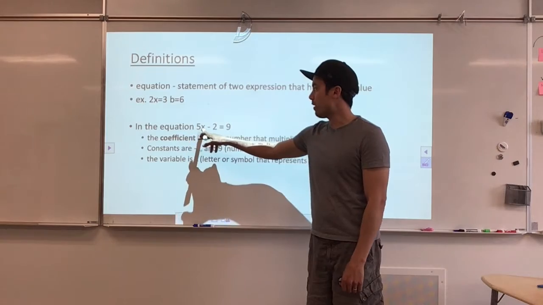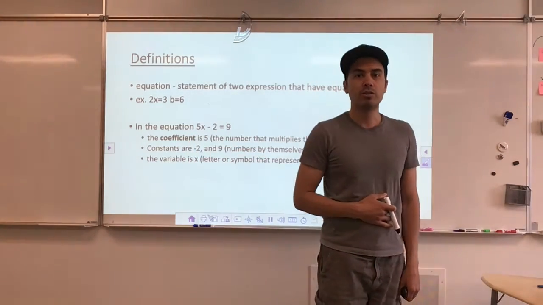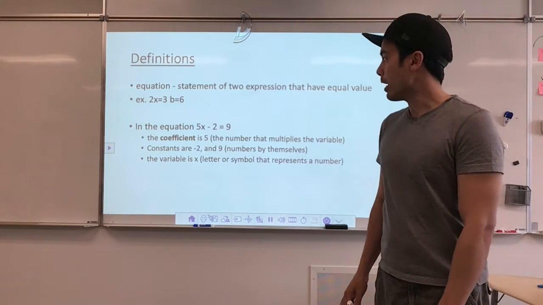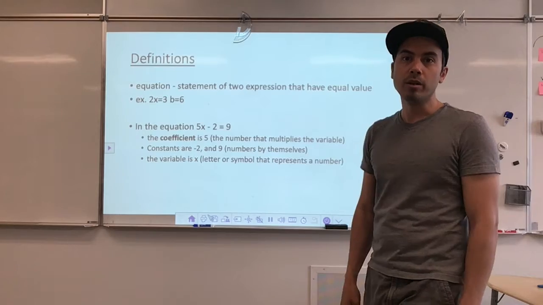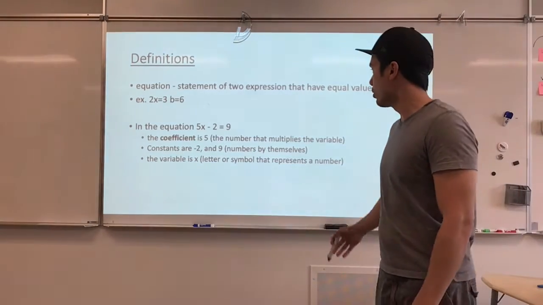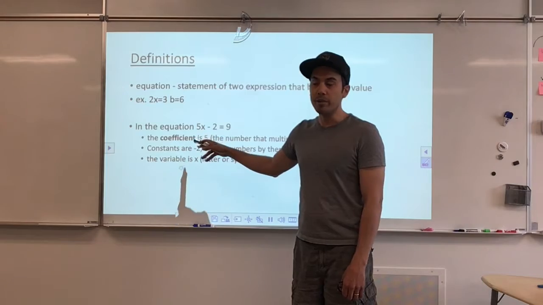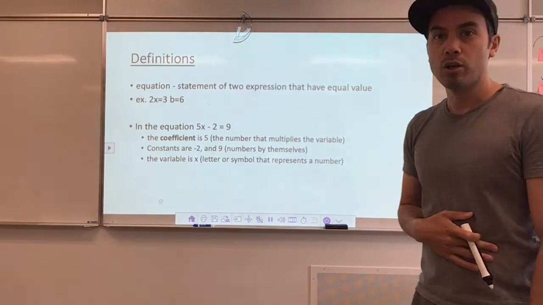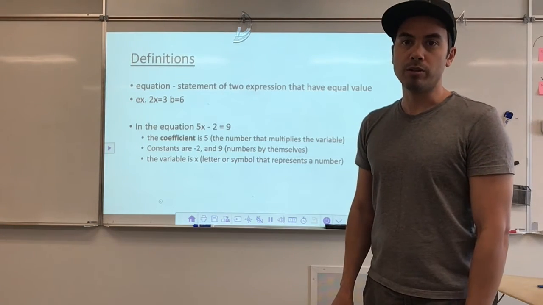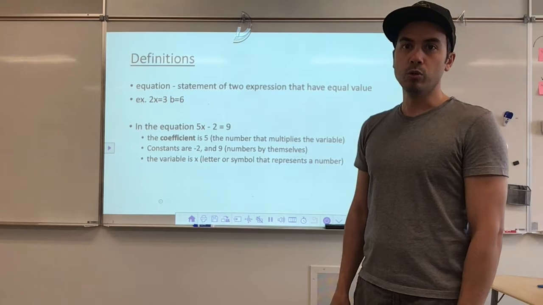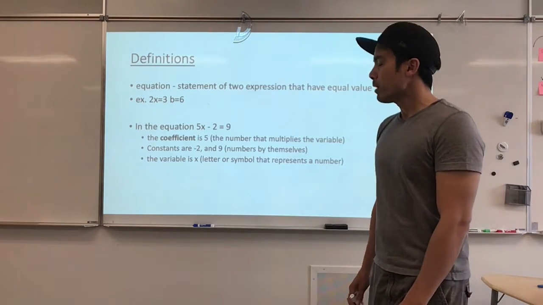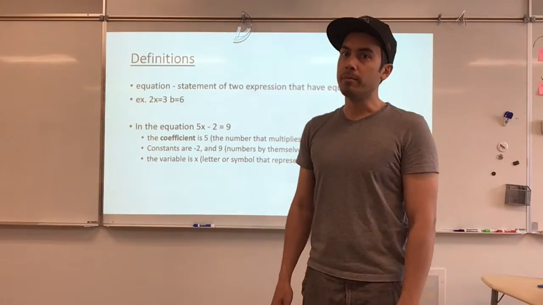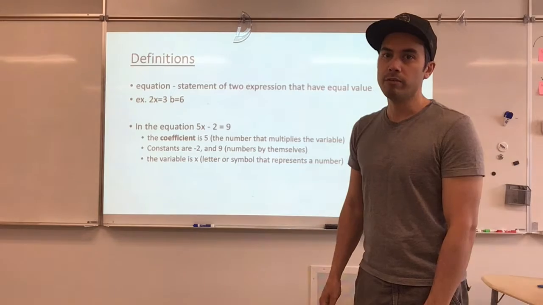So in the equation 5x minus 2 equals 9, there's some vocab that we need to talk about. The first word is a coefficient. A coefficient, I kind of think of it as a number that multiplies a variable. So in this equation, the number that's multiplying our variable is the 5. That would be called our coefficient. Might be a new word that you're not used to, but you will hopefully get familiar with it as we go along.